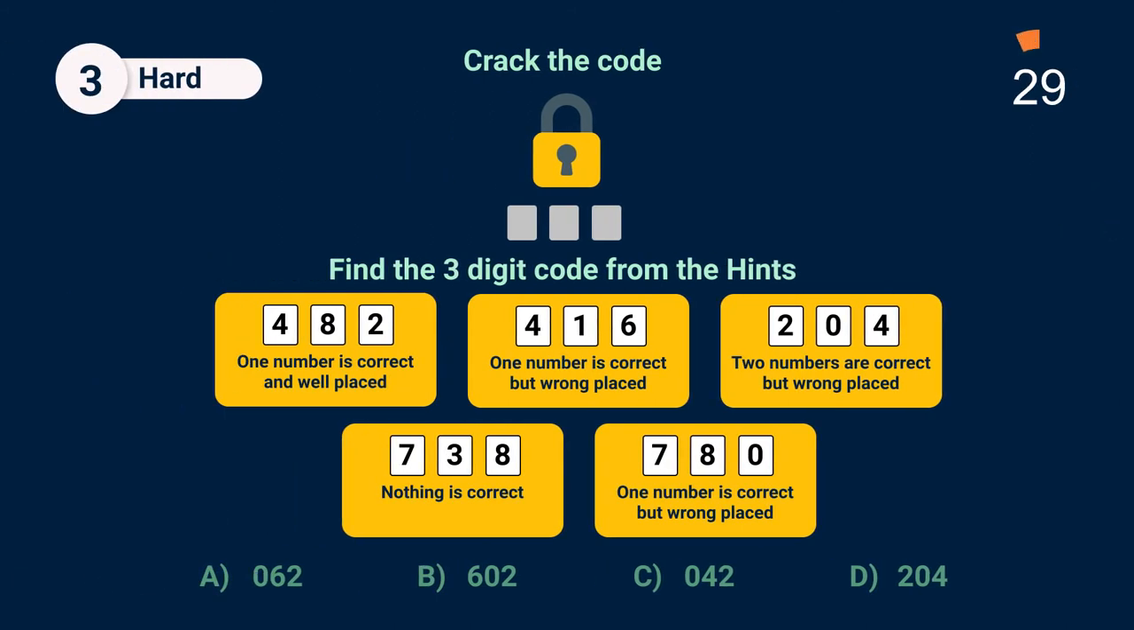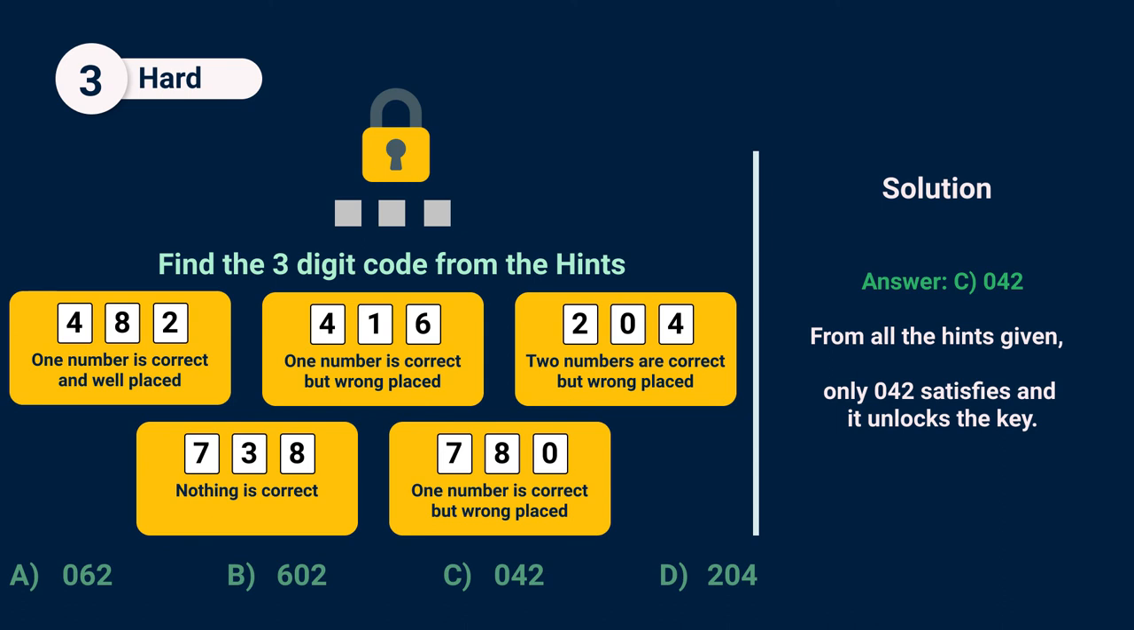In this question, you have to find the correct 3-digit key from the given hints. Start using your brains. Solution. The answer is C, 042. From all the hints given, only 042 satisfies, and it unlocks the key.